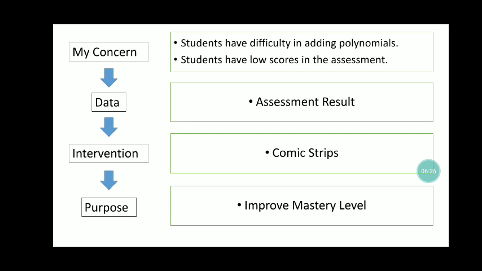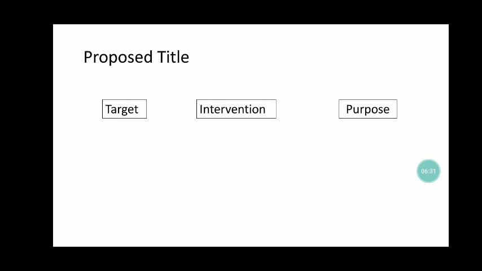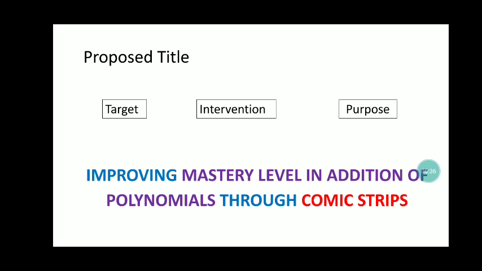So, do you remember our TIP? Target, intervention, and purpose. So, what is our target? Our target is improving. What intervention do we use? Comic strips. And what is our purpose? Our purpose is to improve the mastery level in addition of polynomials. And so the title of my proposed research would be Improving Mastery Level in Addition of Polynomials through Comic Strips.